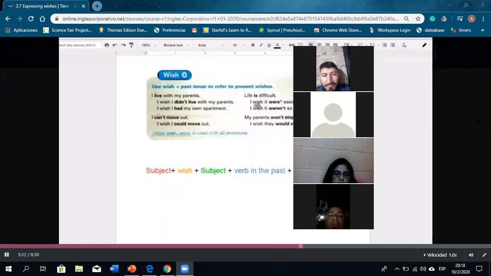Now let's try to make sense of the example, life is difficult. As you can see, the verb that we're using there is the verb to be. And something that I would like for you to learn at this point is that whenever we express wishes, we're going to use were for all of the pronouns. It doesn't matter if we're talking about I, he, she, it, we, you, or they. For all of them, we're going to use were. And so that's basically what's here at the bottom, after wish, were is used with all pronouns.